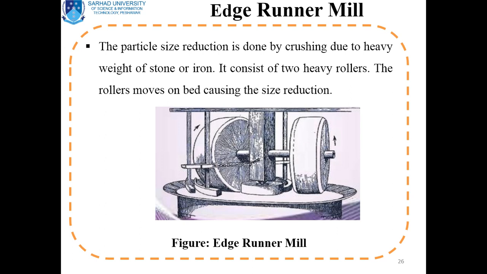The last one is termed the edge runner mill. You can see in the diagram there are two rollers. These are two heavy rollers, made of stone or iron, responsible for particle size reduction by their movement. Because of their heavy weight, particle size is reduced by crushing.